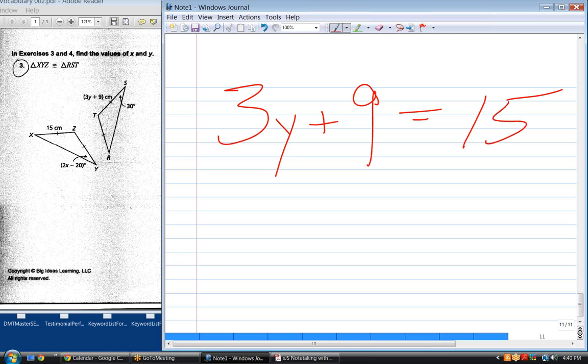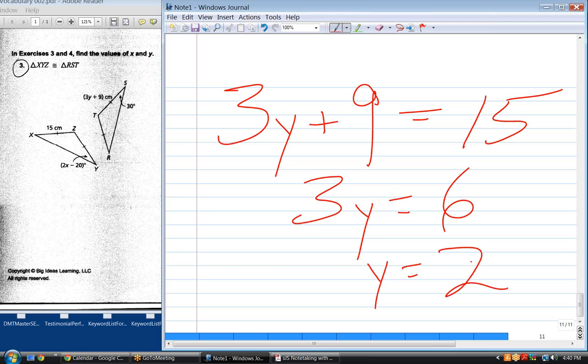Solve this for y. What's the first step? This is now strictly an algebra problem. Minus 9 on each side. What's that leave? 3y equals 6. What's y equal? Divided by 3, y equals 2. So now we've solved for x and y.